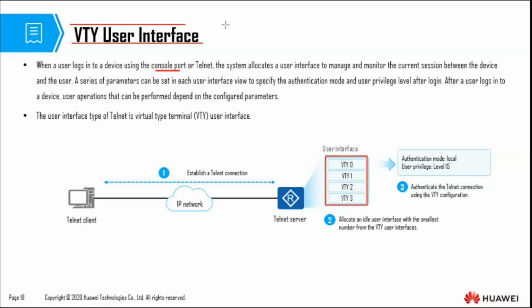So normally the process is like this. When the client sends the request, they establish a Telnet connection. Then your Telnet server will allocate an idle user interface with the smallest number from the VTY user interfaces. After that, it authenticates the Telnet connection using the VTY configuration. So the last bit now is authentication. Please remember the virtual type terminal, VTY, user interface, is used as the user interface for telnetting.